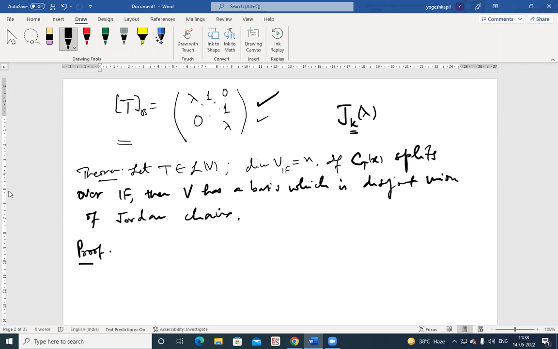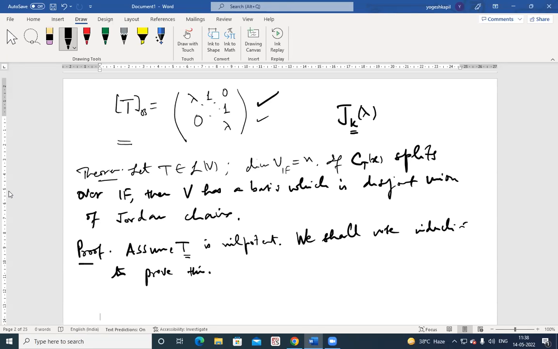Proof. So we shall be proving this for all transformations, operators, which are nilpotent. Assume T is nilpotent. Nilpotent means there exists a least positive integer m such that T raised to the power m would be 0. Okay. And we shall be proving this result by induction. We shall use induction to prove this.